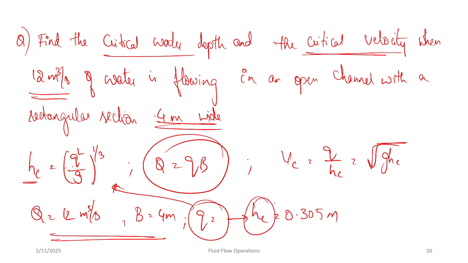And from qc and Hc, if you substitute here, you should be getting the value of Vc, that is 1.73 meter per second. Okay. So this is how you'll be able to calculate critical velocities and critical depth.